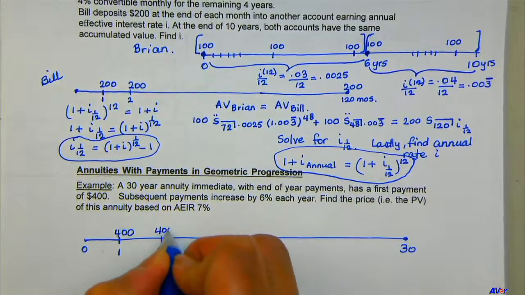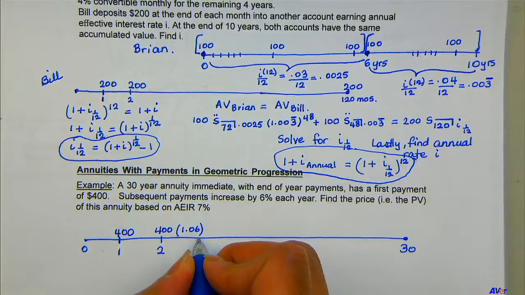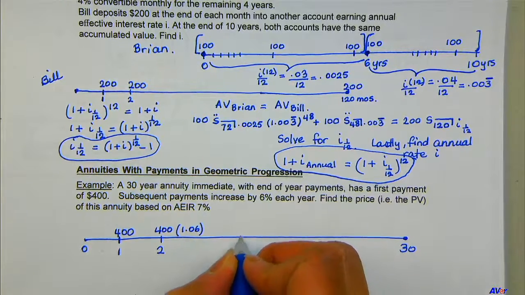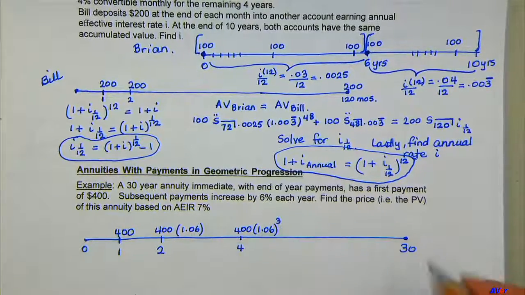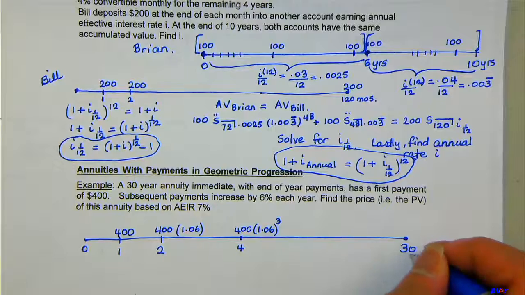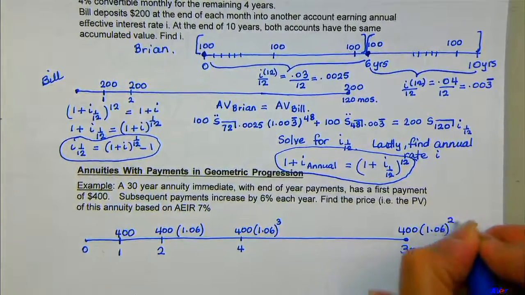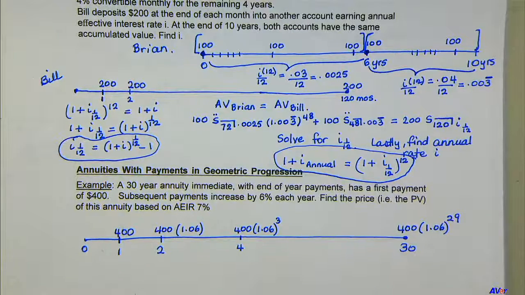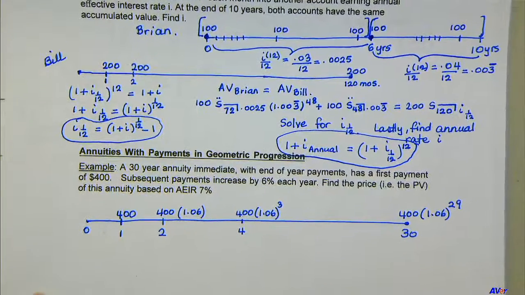So this one would be 400 times 1.06. The next one would be 400 times 1.06 squared. The fourth one would be 400 times 1.06 cubed, and so forth. The last payment is at 30, and the last payment would be 400 times 1.06 to the 29th power. Every time you're multiplying by 1.06, so it's getting bigger and bigger. And the question says, find the present value or the price of this annuity based on 7% interest. So i equals 0.07.